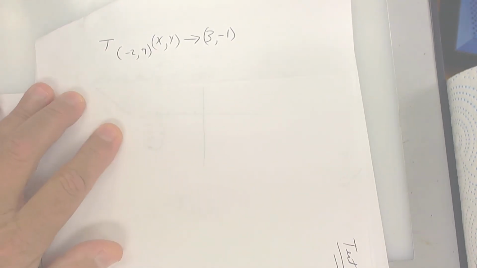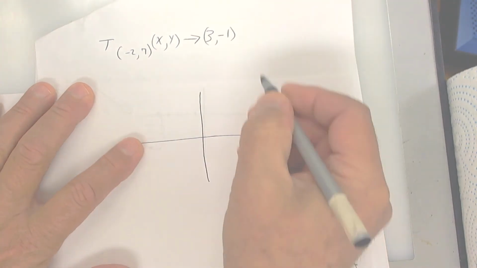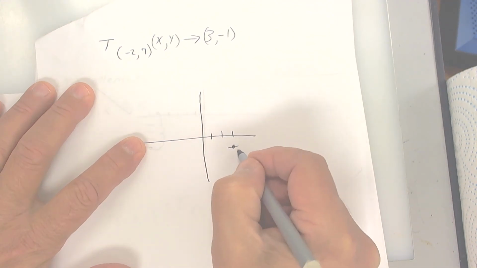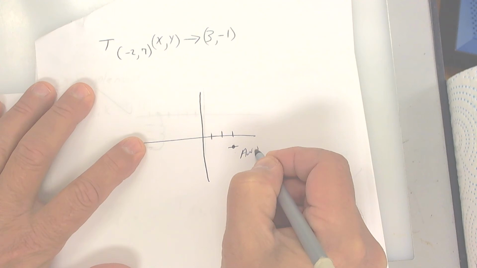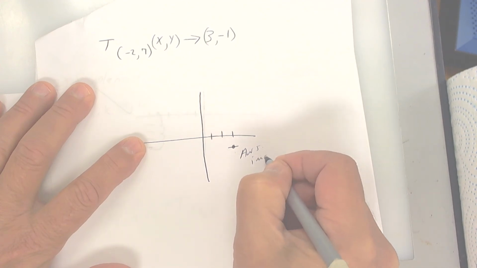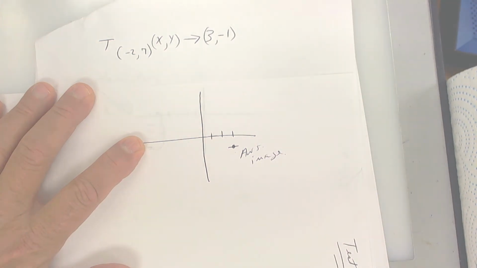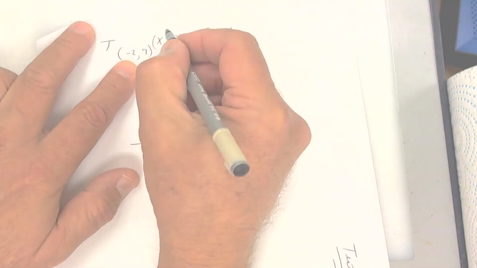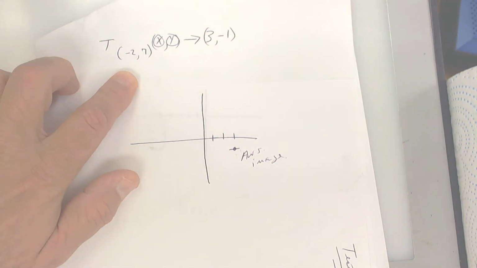Okay, now this one is a thought problem here. Copy this down. So we have the final one here, over 3, 1, 2, 3, down 1. This is the answer. Okay, this is the image. Okay, what was it before we slid it to the left 2 and up 7? What would it have been? Can you figure out where it was?